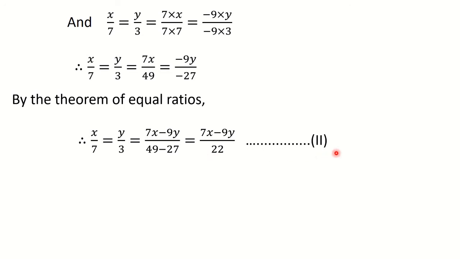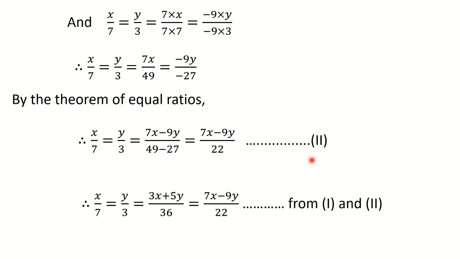Number these as 2. So there we got the first statement, here we got the second statement, and combiningly we are going to write the final answer from 1 and 2: x upon 7 is equal to y upon 3 is equal to 3x plus 5y upon 36. The first fill-up which we wanted is equal to 7x minus 9y upon 22. So this way you are going to complete it. Please write it down and be very careful about signs here while copying. Don't make mistakes.